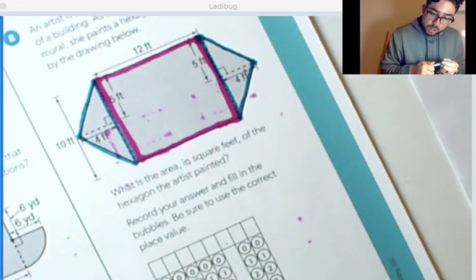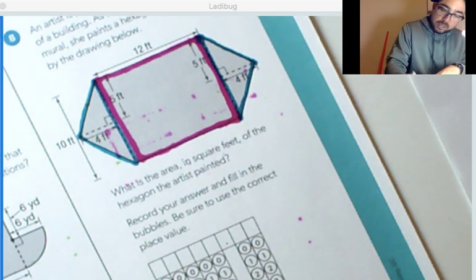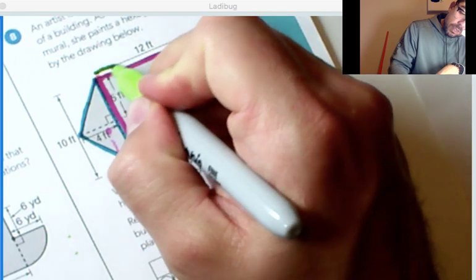Now, first of all, if we look at the measurements of this rectangle, we can see that the base is 12.